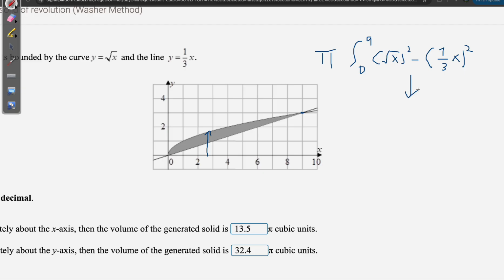Again, pi times the integral from 0 to 9 of radical x squared minus 1 over 3x, all of it squared, which is 13.5 pi.